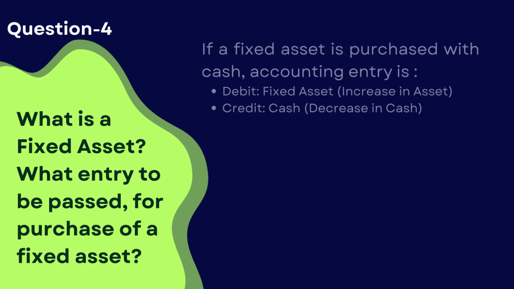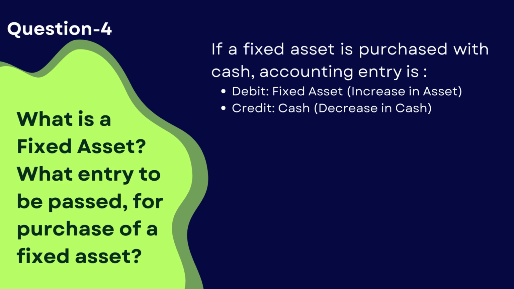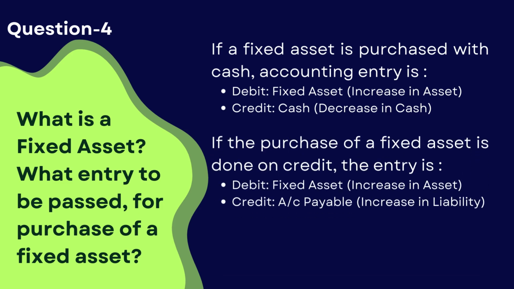If a fixed asset is purchased with cash, accounting entry is debit, fixed asset, which means increase in asset, and credit, cash, which means decrease in cash. If the purchase of a fixed asset is done on credit, the entry is debit, fixed asset, which means increase in asset, and credit, accounts payable, which means increase in liability.